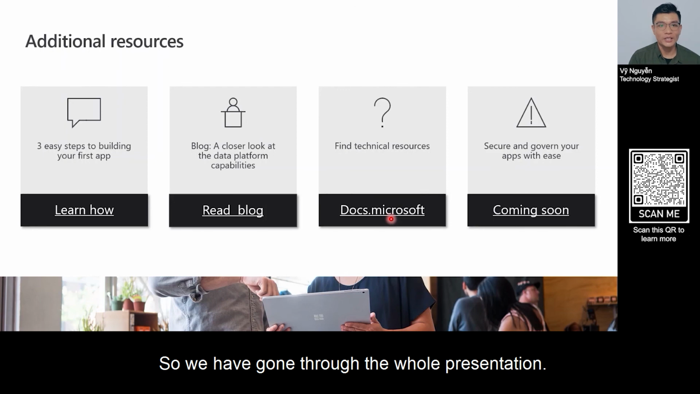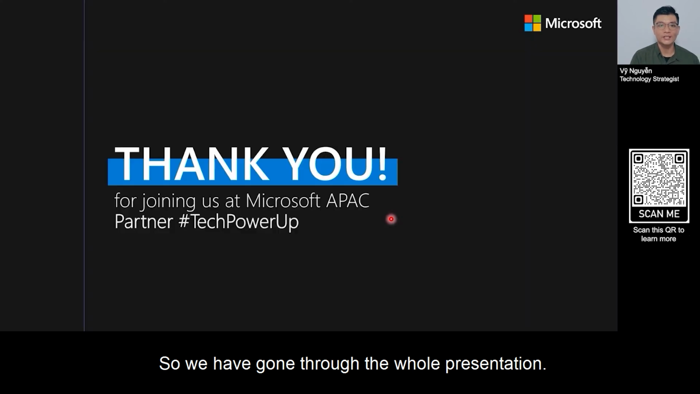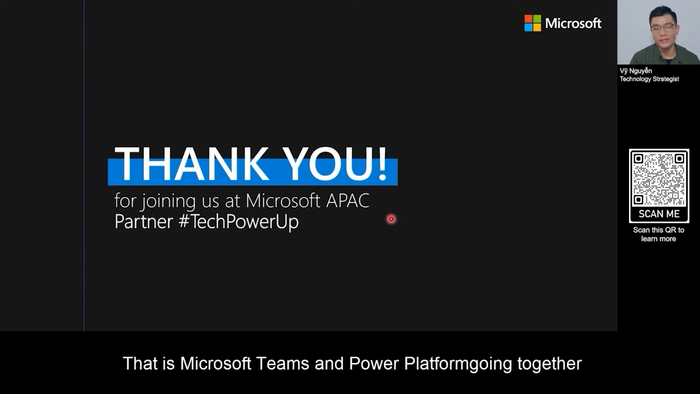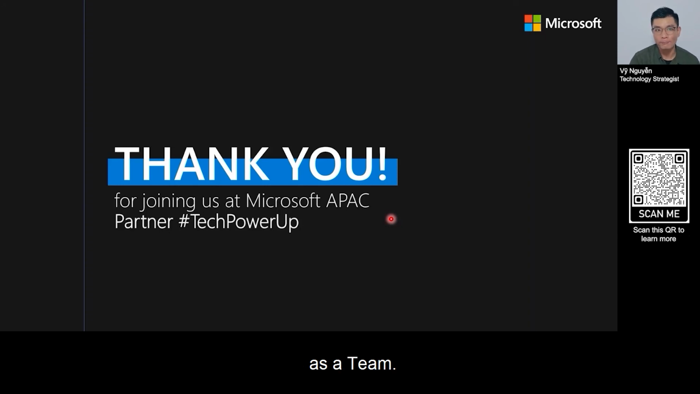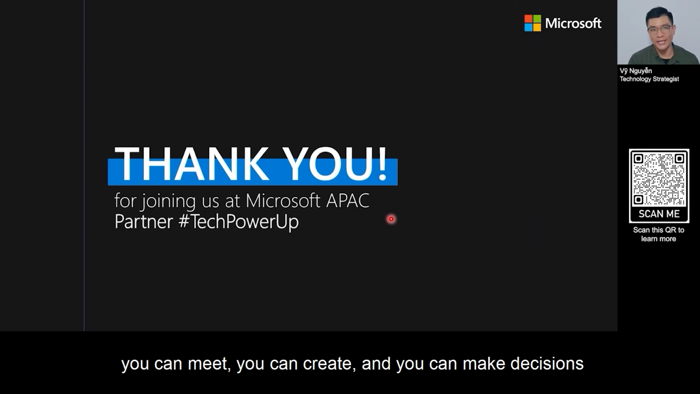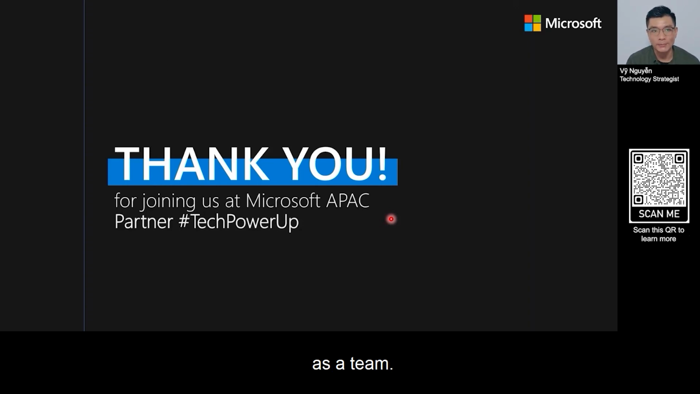Okay, guys, so we have gone through the whole presentation. At the end of the day, what does that mean for your business or your customer's business, this Microsoft Teams and Power Platform going together? In a word, it means that Teams can help you transform workplace collaboration by bringing everything together into a shared place where you can chat, meet, create, and make decisions as a team.